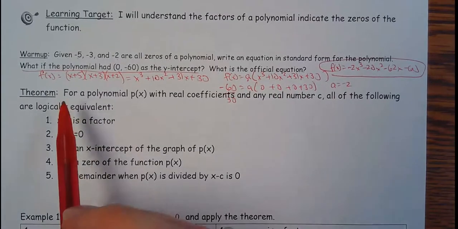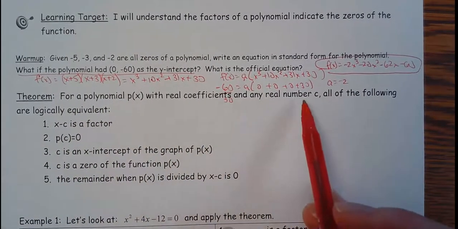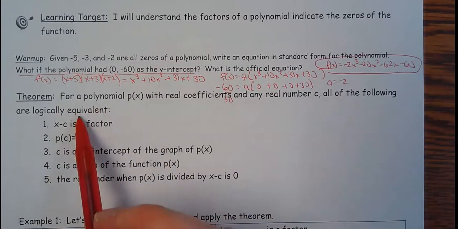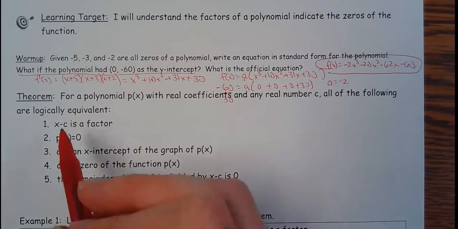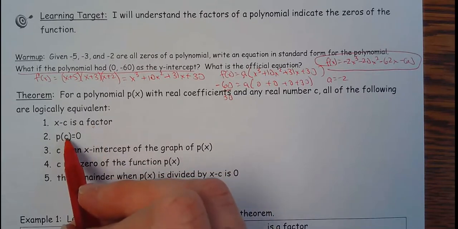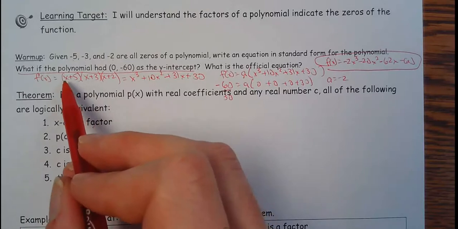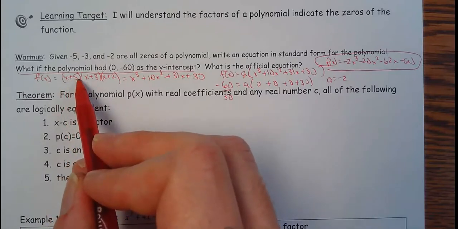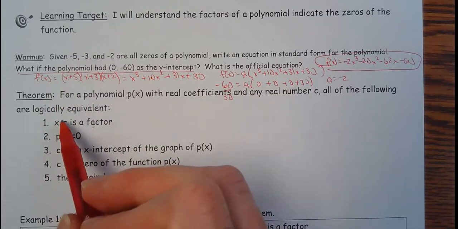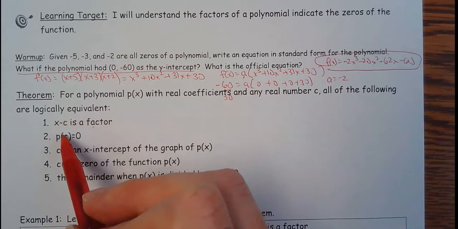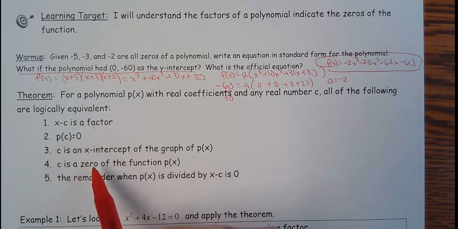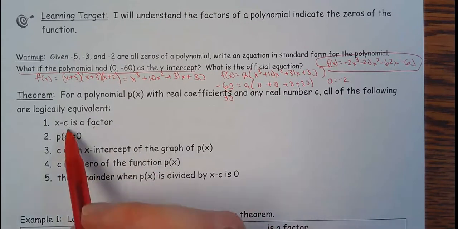Some theorems here. Theorem: for a polynomial with real coefficients and any real number c, again, this is real number c, all the following are logically equivalent. These 5 things are saying the same thing. x minus c is a factor. If that is true, then that means p of c is 0. So up here, x plus 5 was a factor. What was I subtracting? -5. -5 is a root. If it was x minus 3, then when I plug in 3, I'd get 0. c is an x-intercept. That means the same thing as a zero. It is a zero. That means the same thing as this.